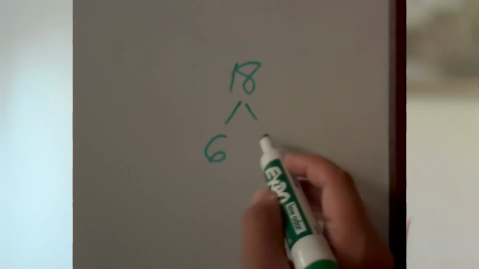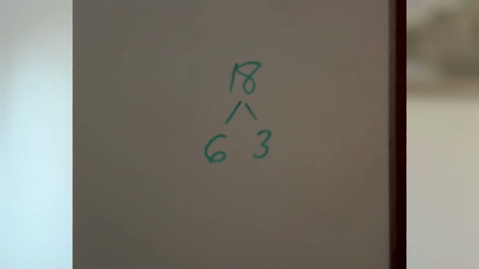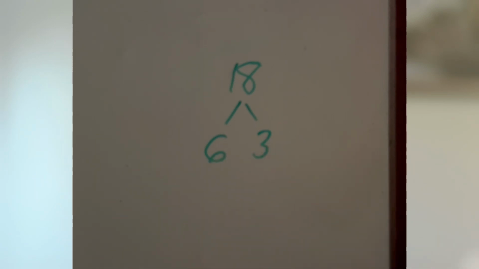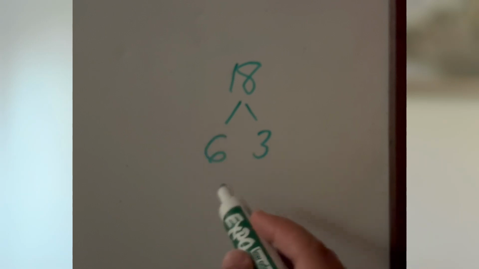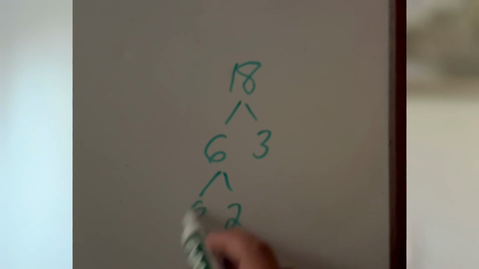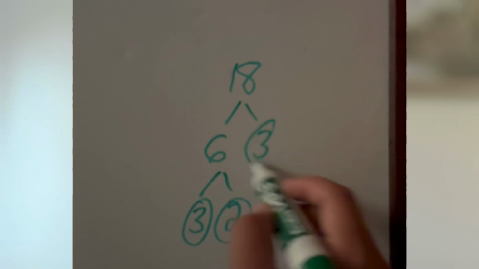Here's another example, 18. 18, I can break it down into 6 and 3 or 9 and 2. There's a couple of different options, but let's choose 6 and 3. So I'm going to branch go to 6 and a branch go to 3. Am I done? No, you're right. 6 I can still break down into 3 and 2. So therefore, I have 3, 2, and 3.